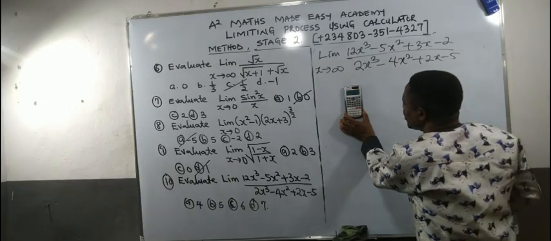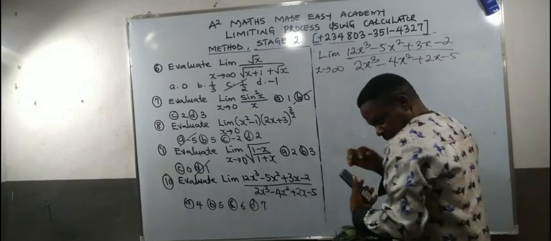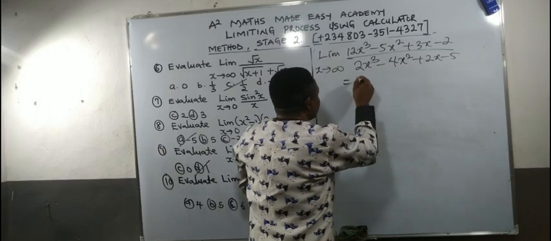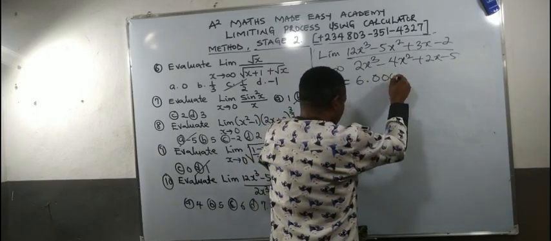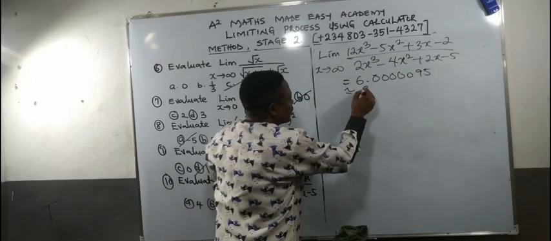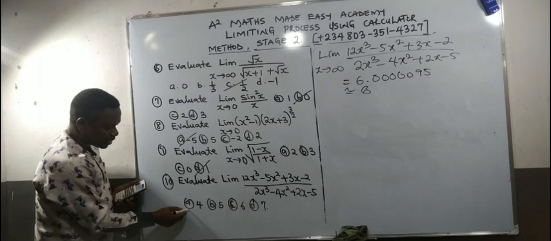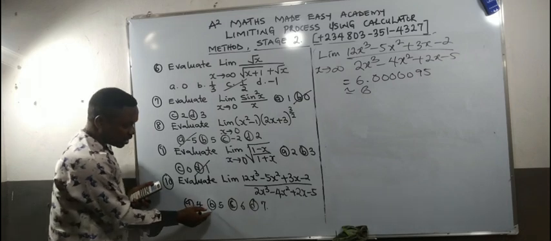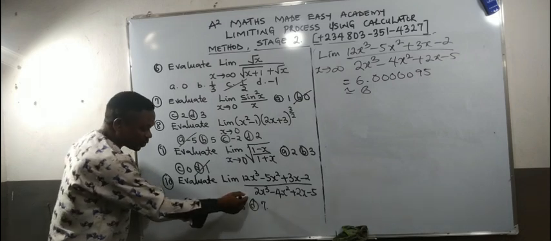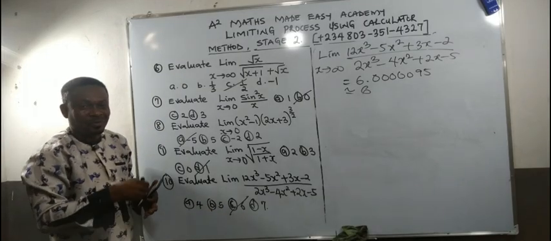The answer is 6.000095. Let me write it up. Now, what is the answer here? 6.000095. By approximation, the answer is 6. Now, let's check the options. Option A says 4, no. Option B says 5, no. Option C says 6. Wow. The correct answer is option C. Are you with me now?